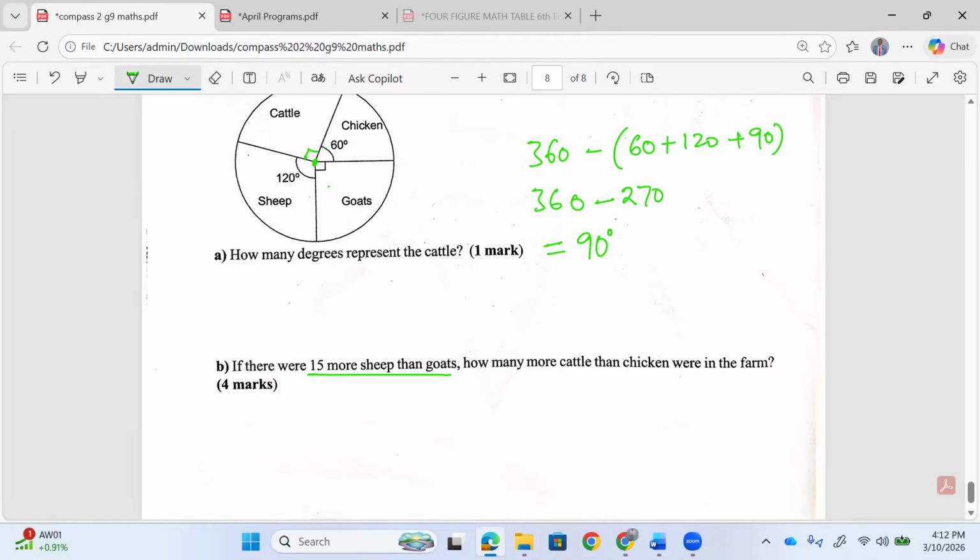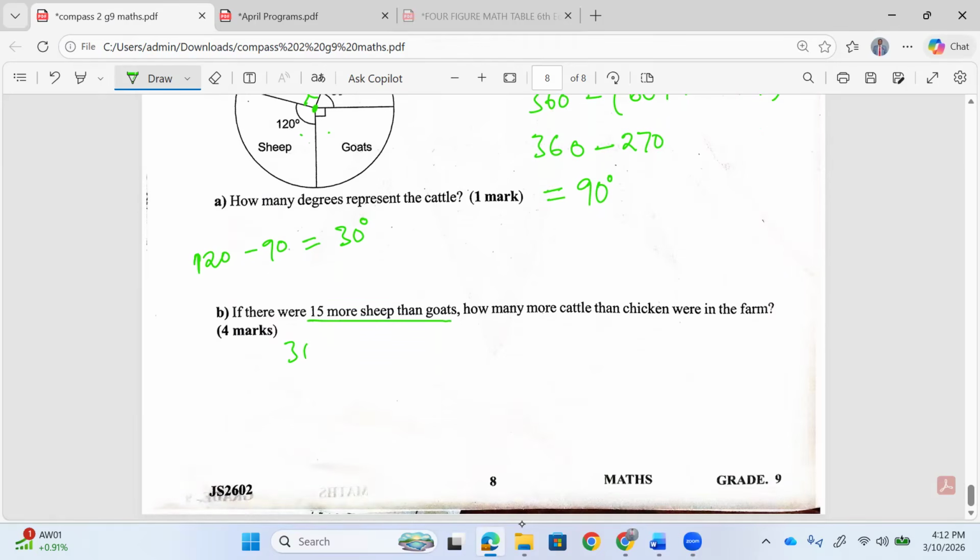So 90 related to 120. You see, 120 exceeds 90 by 30. The difference between 120 and 90 is 30 degrees. So the difference of 30 degrees brings about 15 in number. We are dealing with proportions here. The degrees are proportional to the numbers. So if a difference of 30 degrees brings about a difference of 15 animals, then how many more cattle than chicken were in the farm?